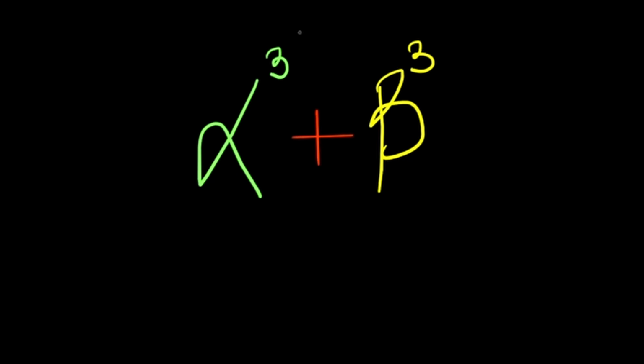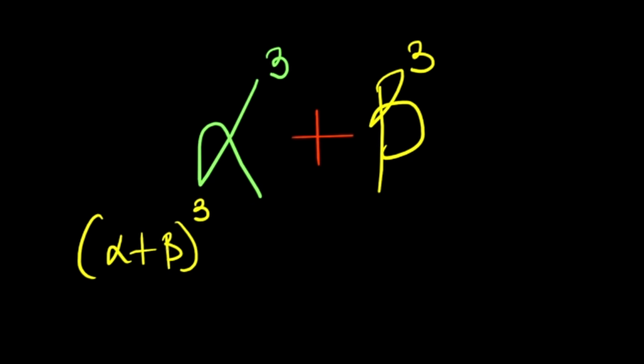How do we get the exact formula for alpha cubed plus beta cubed? If you want to do this, here is what you are going to do. You are going to do this: alpha plus beta raised to the power of 3. Okay, we're going to put alpha plus beta inside the bracket and expand it.